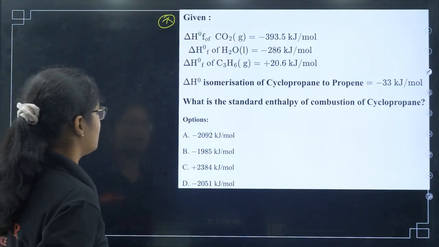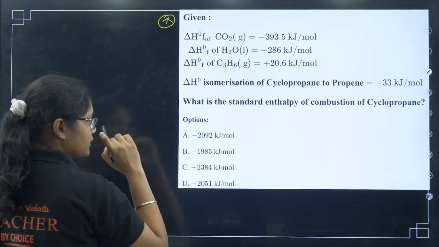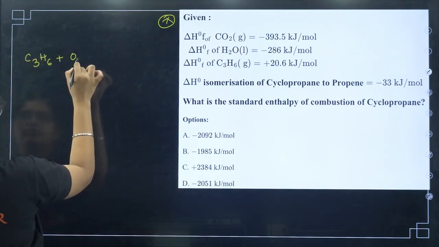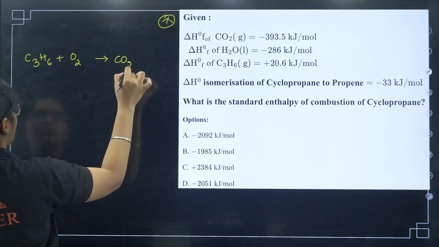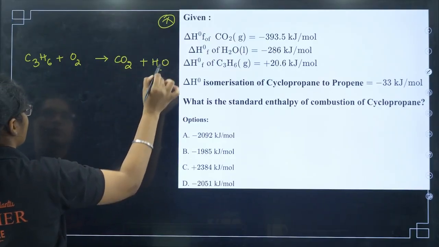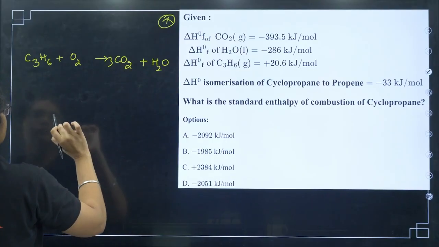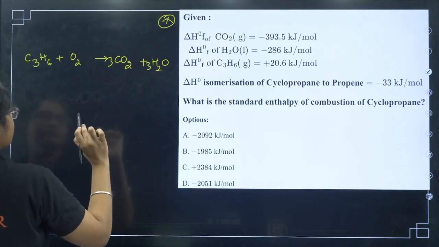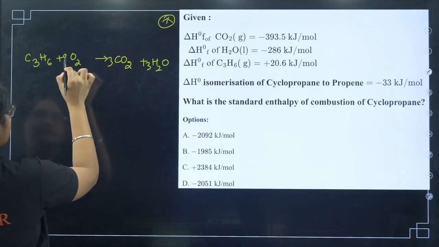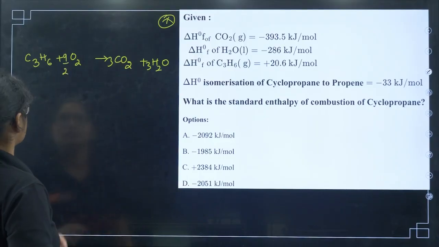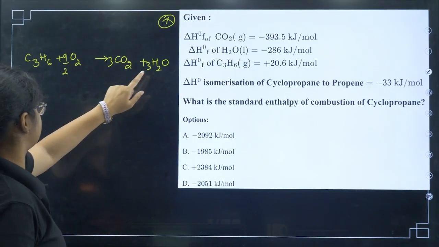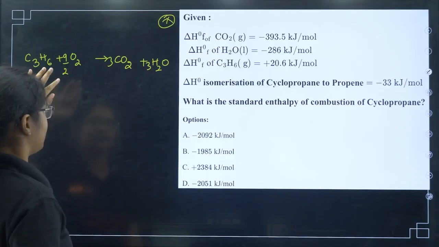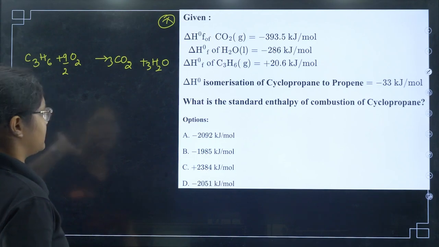First of all, let's write down the combustion of cyclopropane: C3H6 plus O2 gives me CO2 plus H2O. So I have 3 CO2 plus 3 H2O. 3 2s are 6 plus 3 is 9, so here I will have 9 by 2 O2. So C3H6 plus 9 by 2 O2. Okay, so this reaction is balanced.